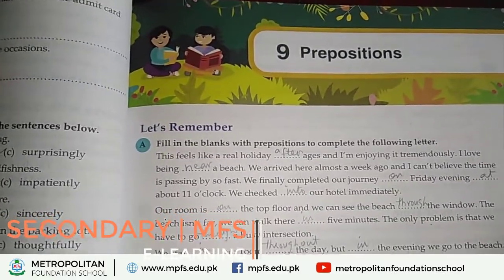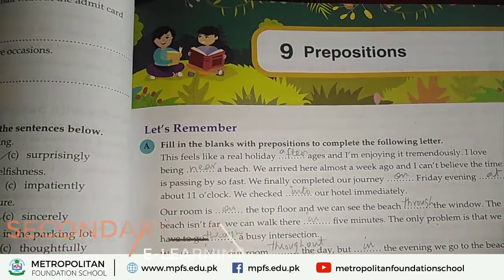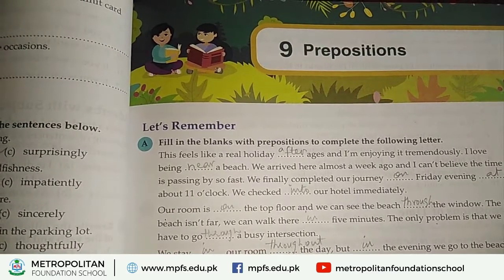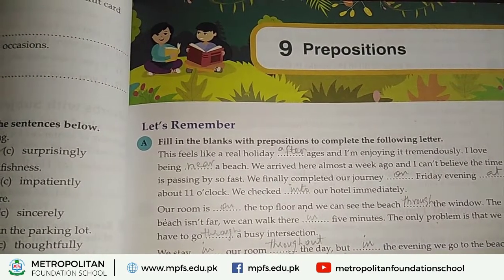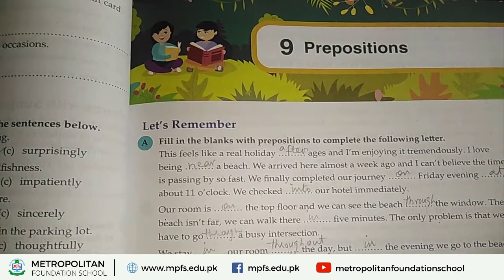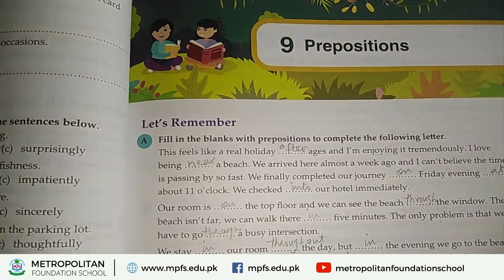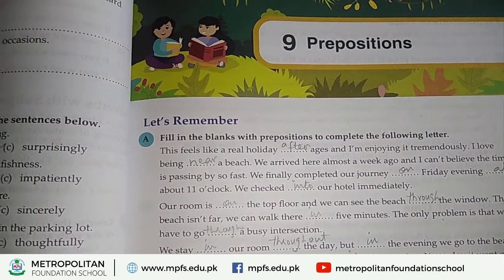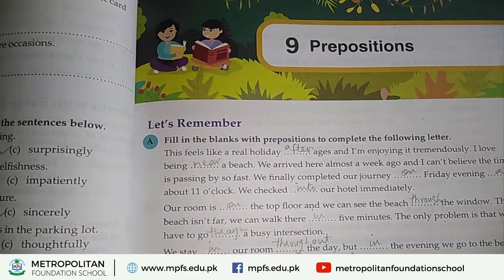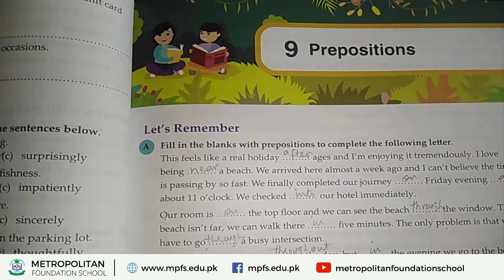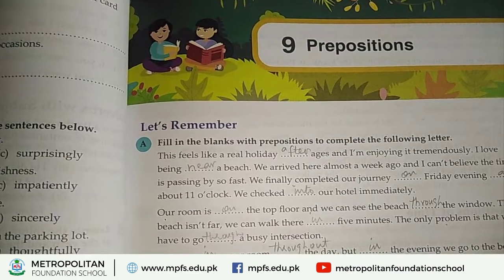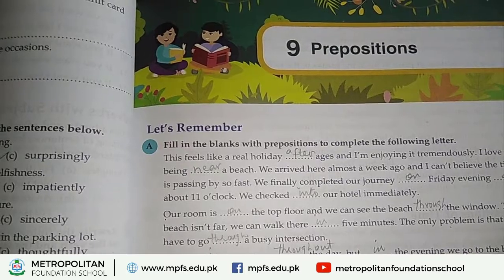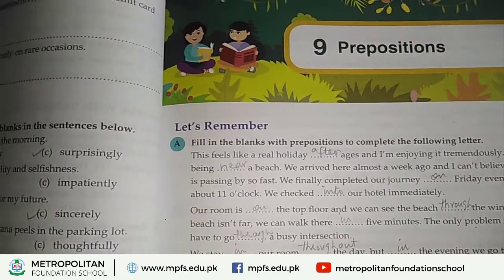So what is a preposition? A preposition shows the relationship between a person or a thing denoted by the noun and someone or something else in the sentence. A preposition is placed before a noun in a sentence. It shows the relationship between the person or thing denoted by the noun and something else in the sentence. So a preposition is placed before a noun in any kind of sentence.